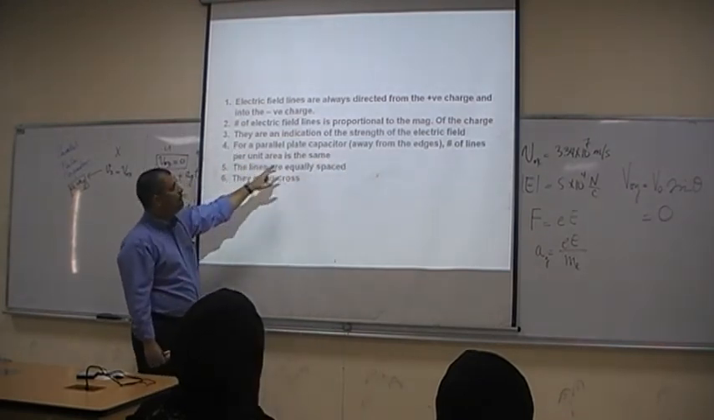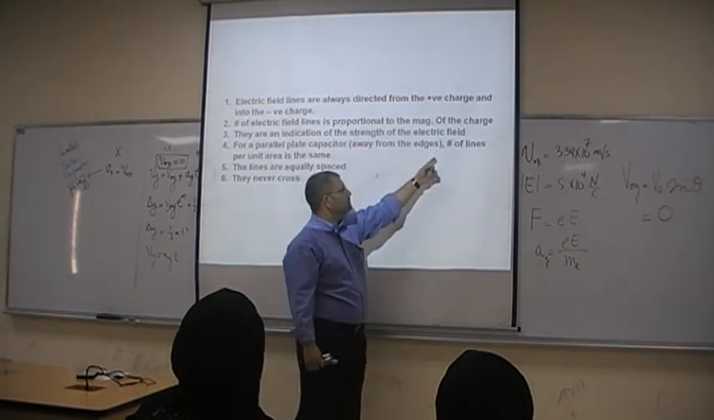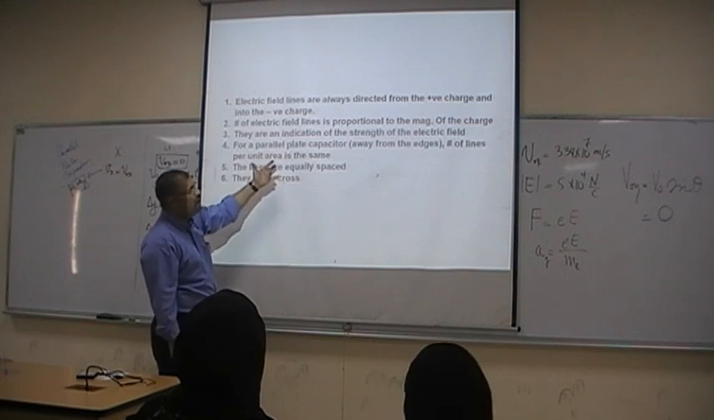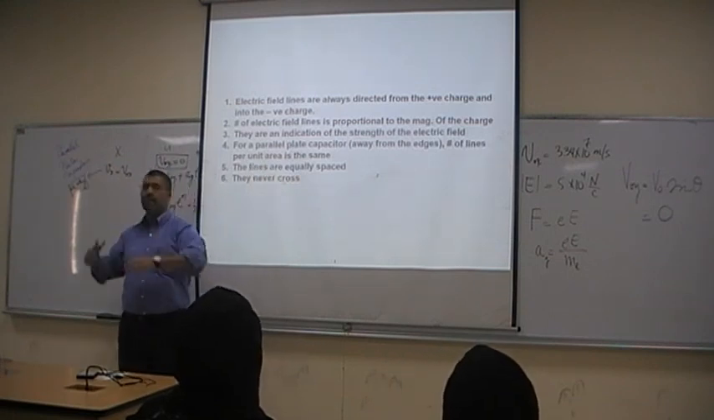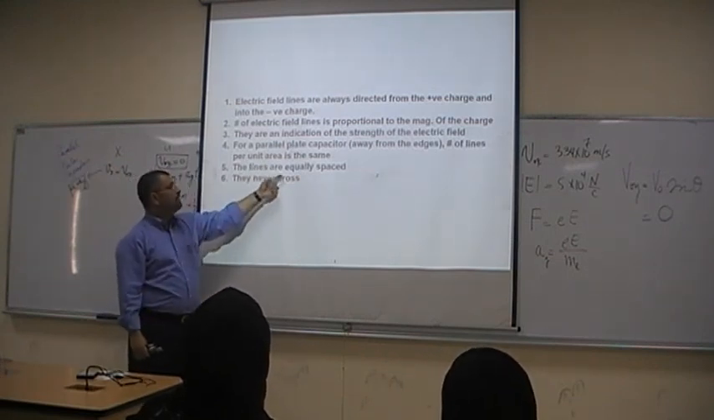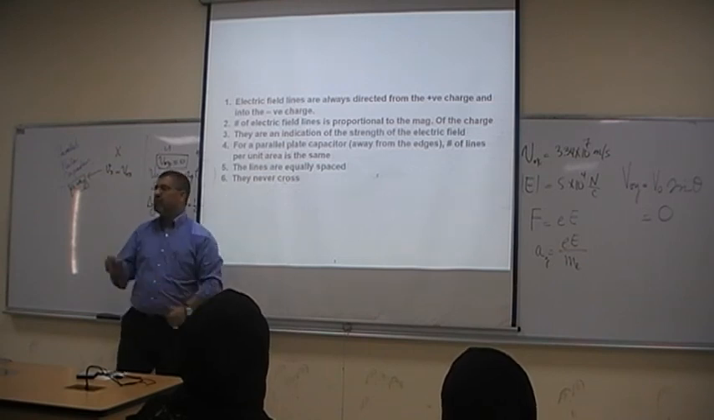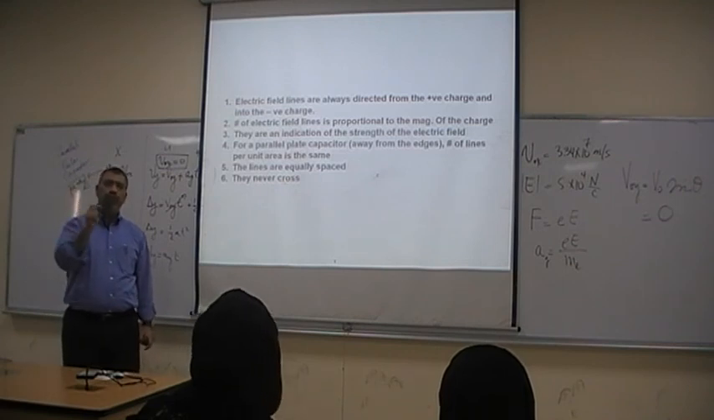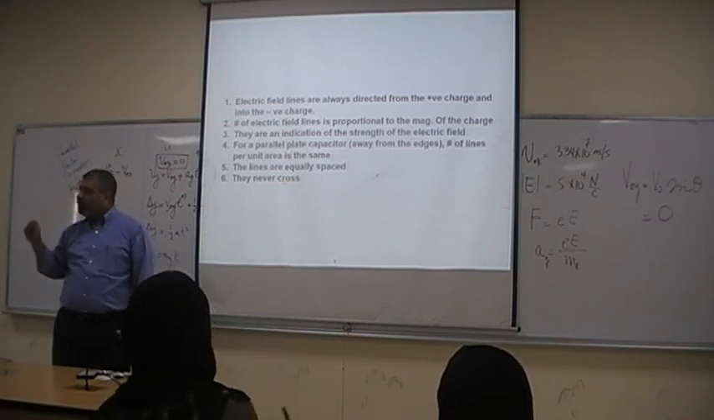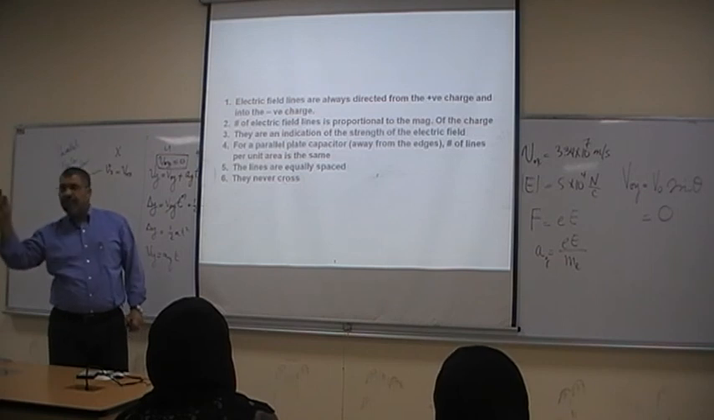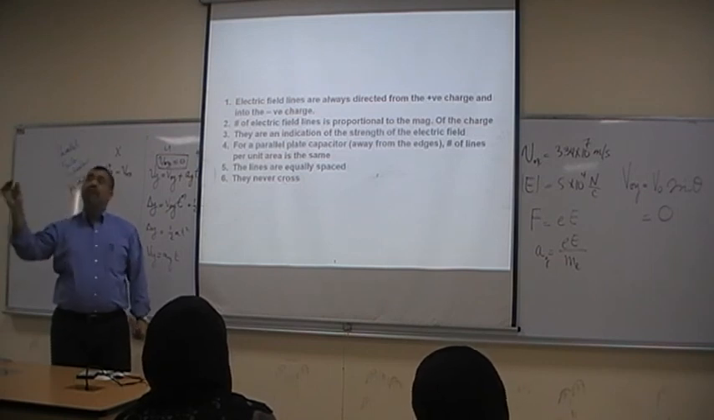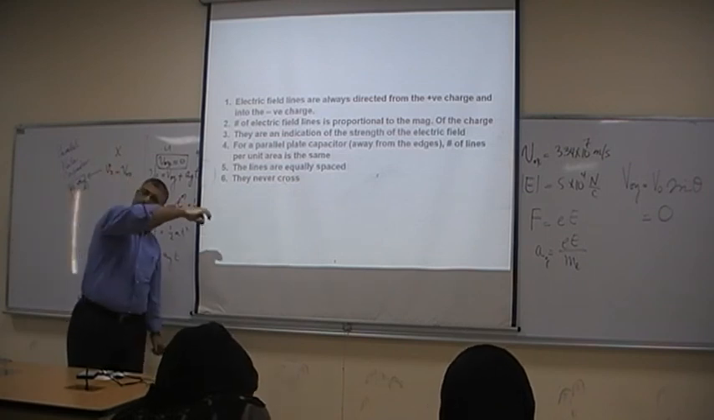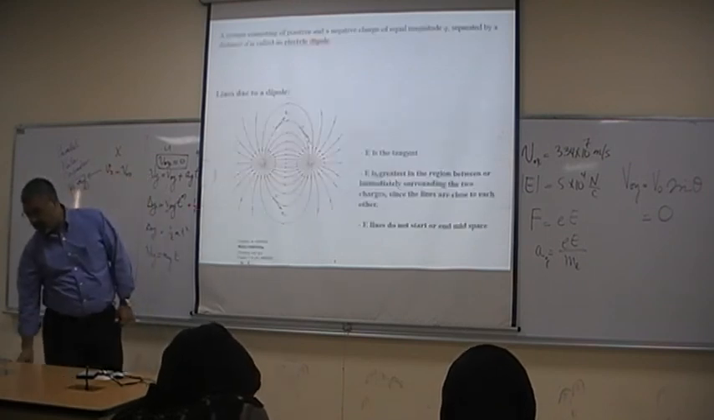For a parallel plate capacitor, away from the edges, the number of field lines per unit area is the same, so they are parallel. I mentioned that a number of times. The lines are equally spaced, and they never cross each other. So you don't find electric field lines crossing each other. And one more point, which I forgot to mention: the electric field lines originate at a positive charge and terminate at a negative charge.